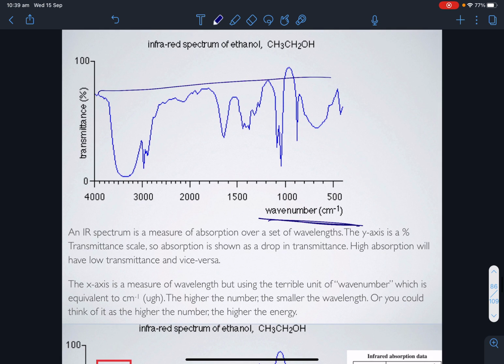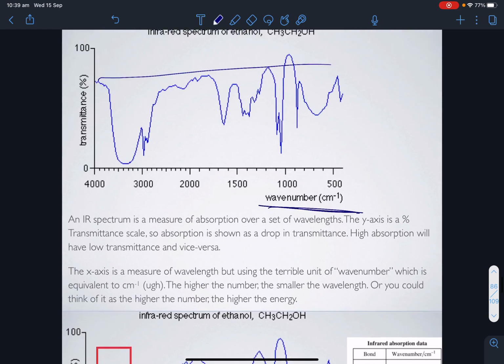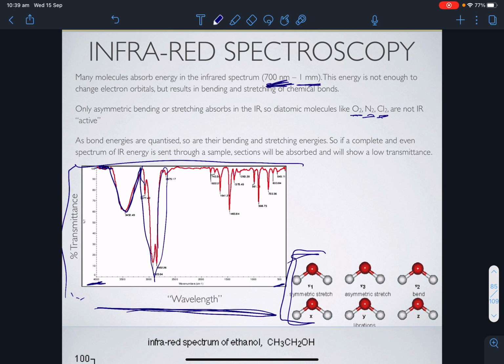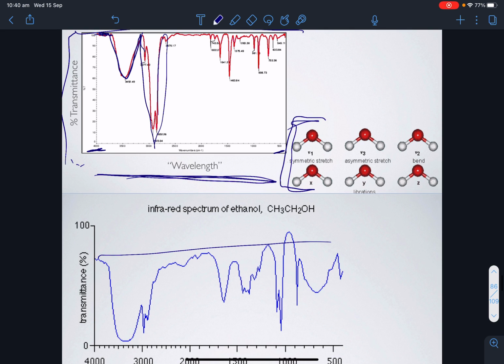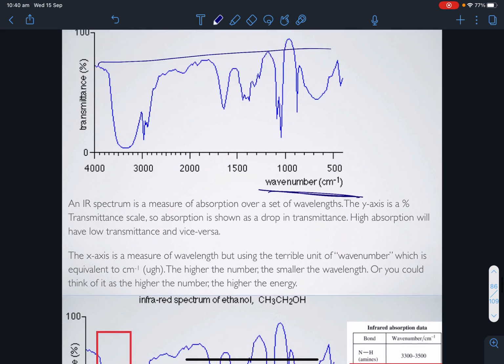What you're going to have a look at is absorbances at certain wave numbers, or absorbances at certain sections, which will tell you what's in the molecule. The power of infrared spectroscopy is that you can see what functional groups are on your molecule. It can't give you a molecular formula, it can't always give you how it's joined up, but it can tell you what functional groups are there. That's the power of infrared spectroscopy.